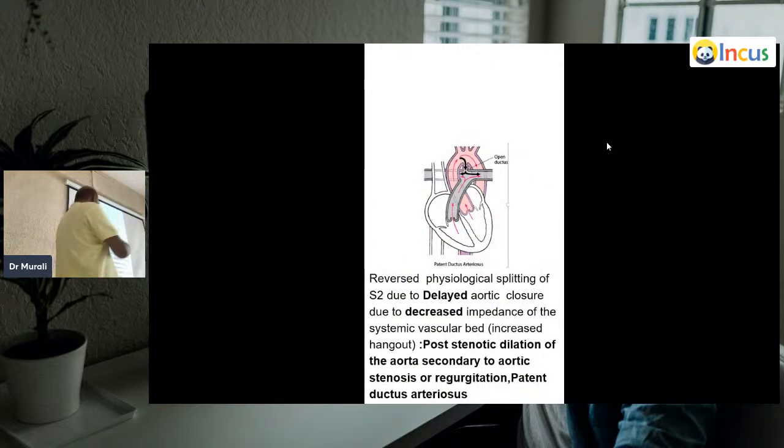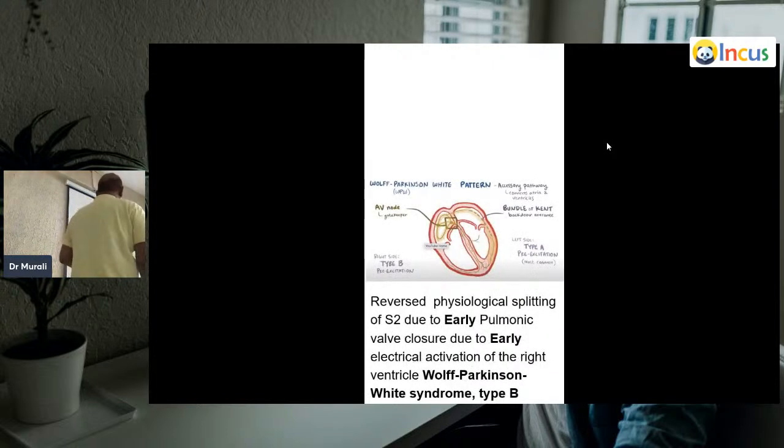Then, PDA I already explained to you. PDA will bring the blood pumped by the left ventricle into the aorta, quickly come back to the left atrium and back into the left ventricle. And that will increase the hangout time.